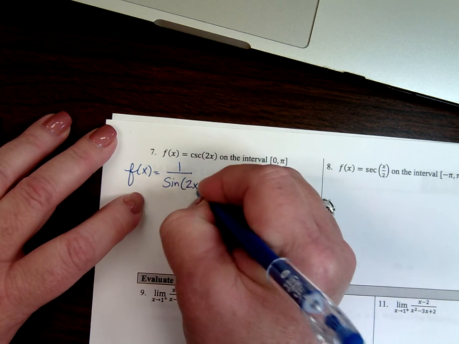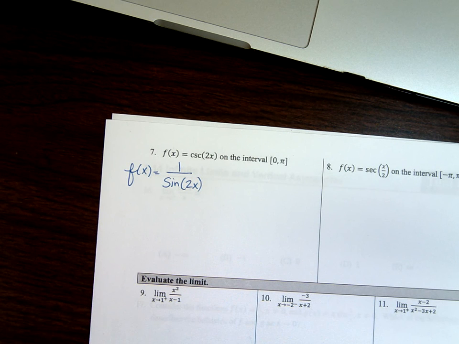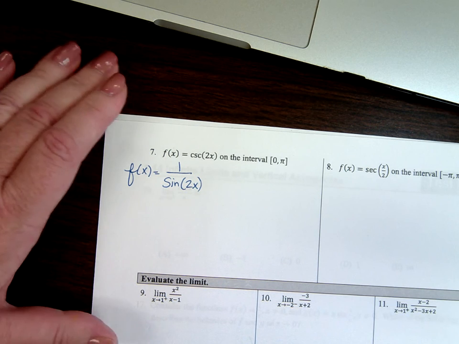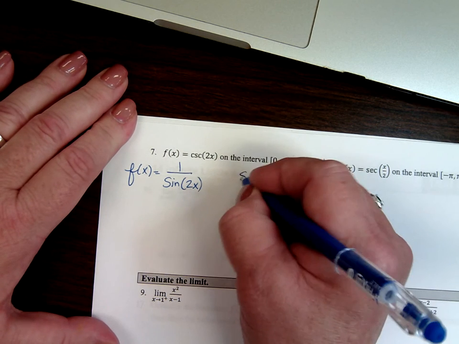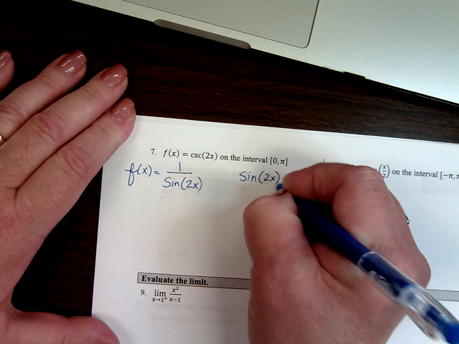Now I got a fraction. Now I got a denominator. And what do you know about the denominator to find a vertical asymptote? That denominator can't be 0. So you're going to figure out what's going to cause it to be 0.